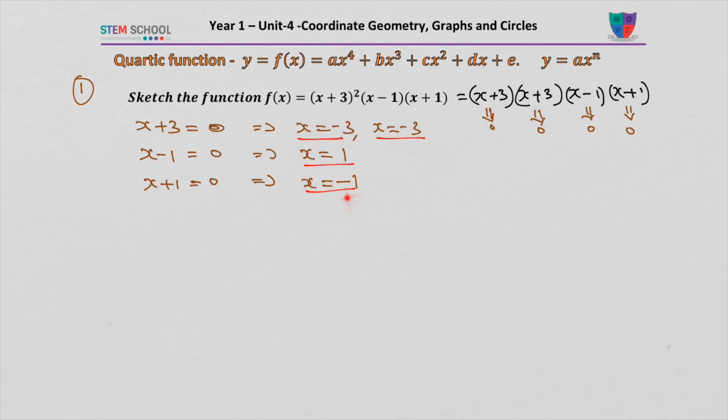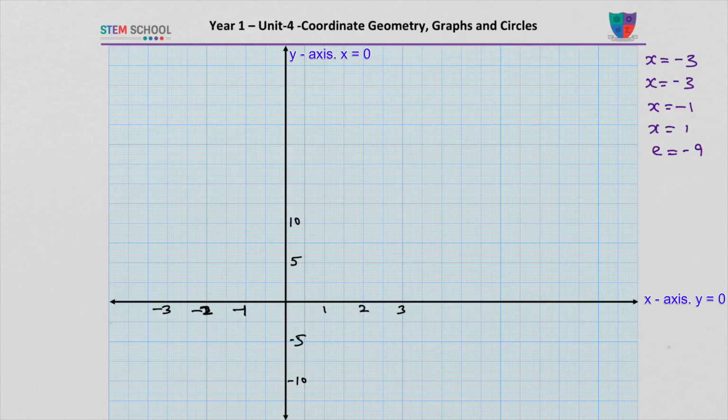Now that we know the roots, we can find the intercept on the y-axis. The intercept will be E, and to find E, 3 squared is 9, because it's plus, that's 9. 9 times minus 1 is going to be minus 9. Minus 9 times plus 1 is still minus 9. So the intercept E is going to be minus 9.